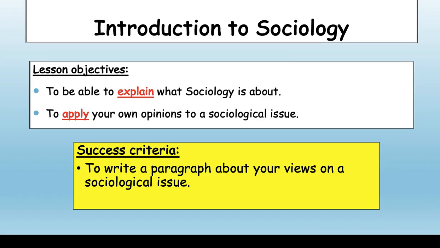So the learning objective is to be able to explain what sociology is about, and then to apply your own opinions to a sociological issue. And I will be giving you an example later on. Your success criteria is to be able to write a paragraph about your views on a sociological issue.